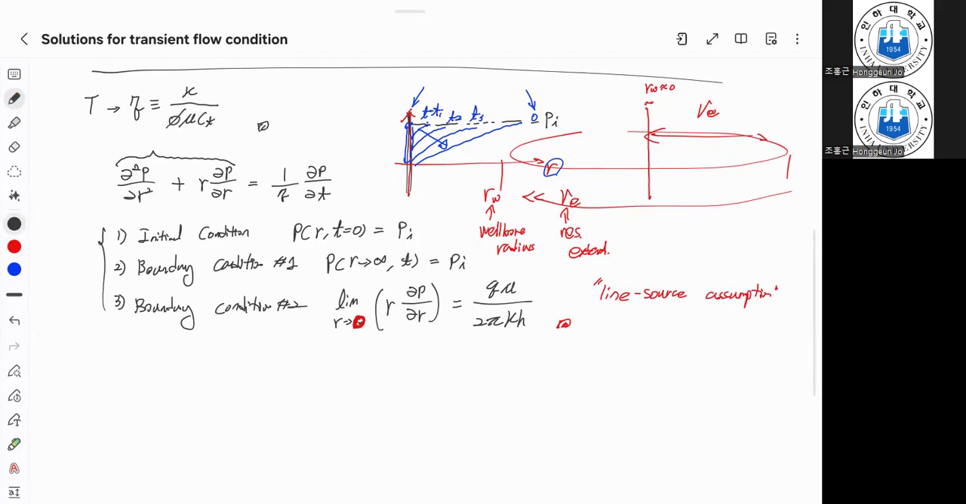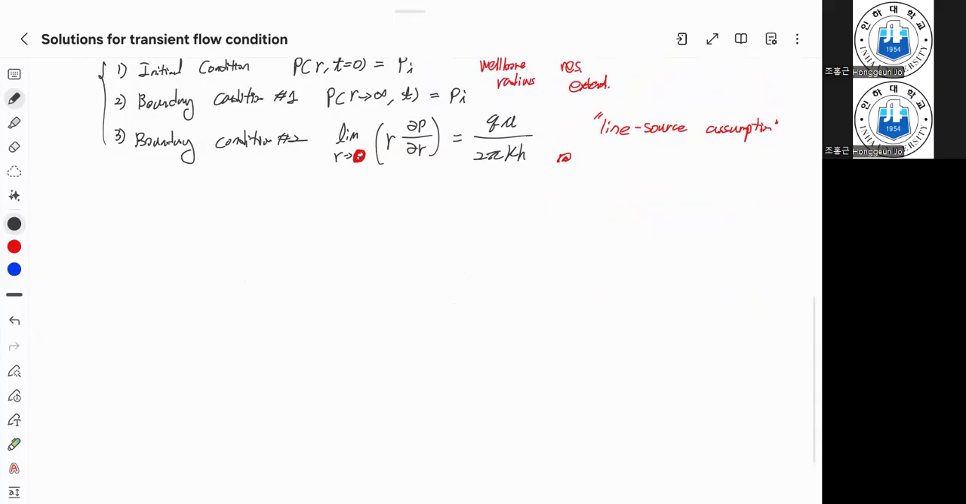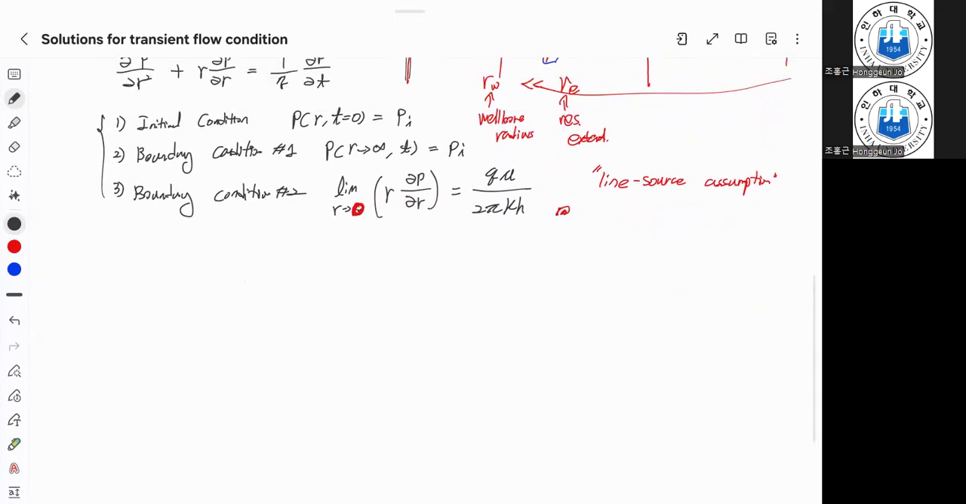So we have these three boundary conditions and the initial condition. Then we are going to come up with a very awkward variable here. This is called, by the way, the Boltzmann transformation. So we define s, a new variable, as r squared over 4 eta t.